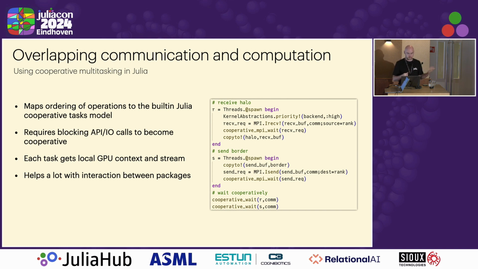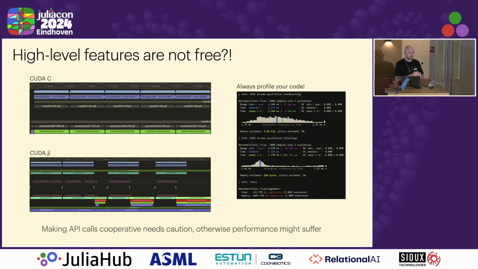So we thought that it was interesting to try this high-level approach to see if the Julia runtime is efficient enough to run things on hundreds and thousands of GPUs. One question that you might have is, high-level features are not for free. Of course, they're not in many cases. I was showing you before that some of the features come for free, which is a miracle somehow, but some of them are not actually for free.